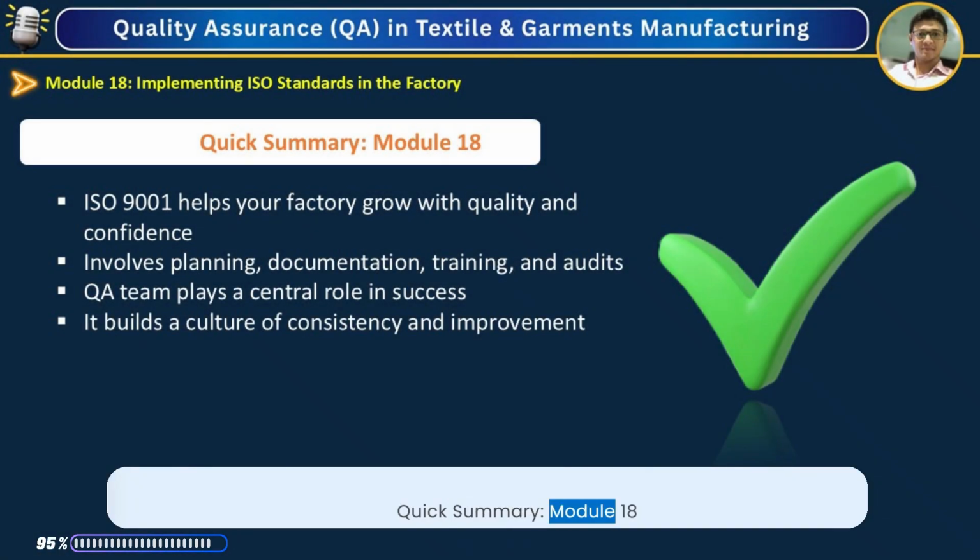Quick summary, Module 18. ISO 9001 helps your factory grow with quality and confidence. It involves planning, documentation, training, and audits. The QA team plays a central role in success. It builds a culture of consistency and improvement.